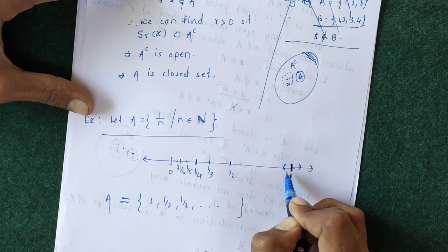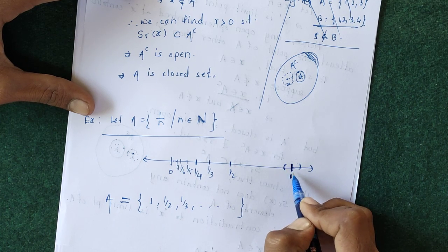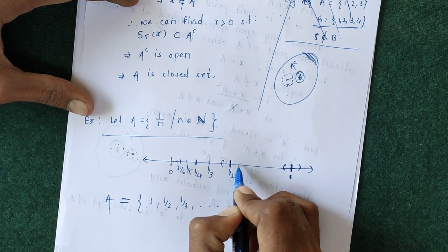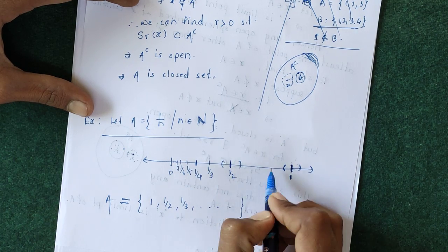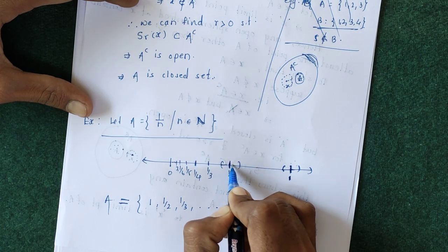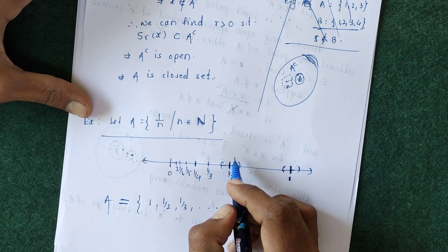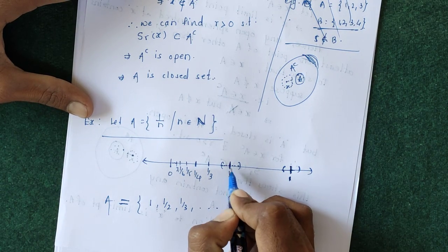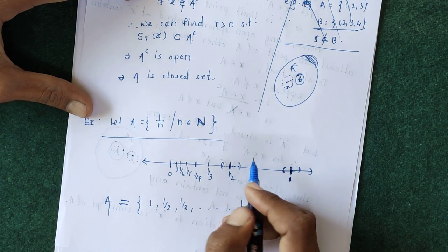Here x equals 1 and this open sphere contains only the center, not any other point of A. So, this one is not a limit point. Similarly, if you take 1 by 2 and draw the open sphere, again it contains only the center. The open sphere must contain at least one point of A other than the center. Here the center is 1 by 2, and other than 1 by 2 there is no point of A in this interval. So, again 1 by 2 is not a limit point.